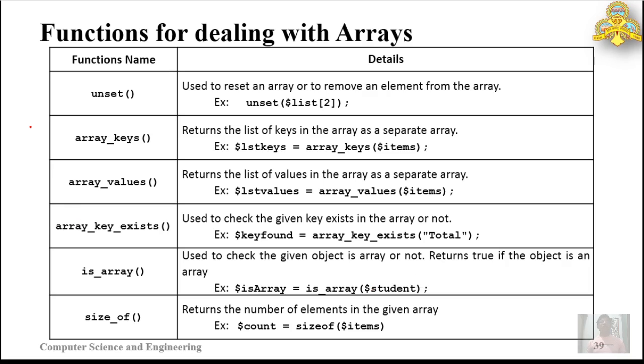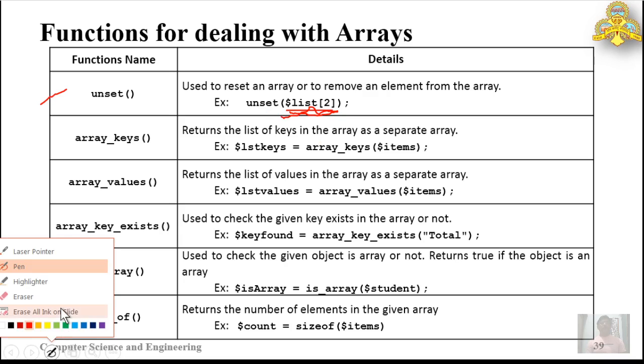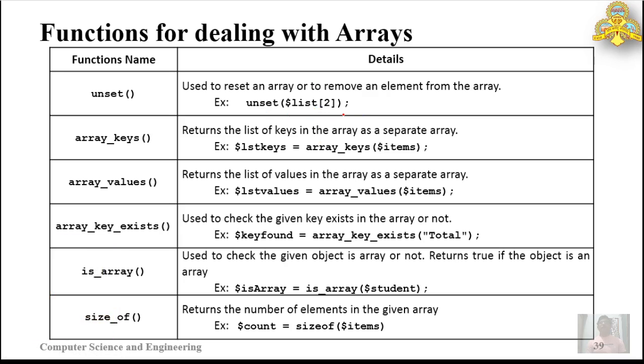These are some functions used in PHP. Unset is used to remove all the elements or one of the elements from the array. So here the example is given. If I am not using any keys or index, then all the elements will be removed. Or if I specifically specify an element by specifying the key, then only that element will be removed.